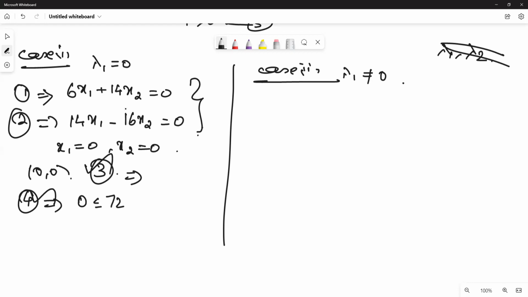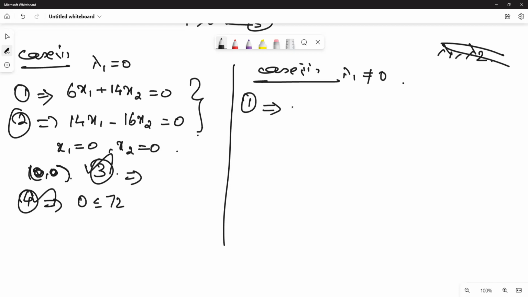Lambda 1 greater than or equal to 0. Yes, it is greater than or equal to 0. So that condition is also satisfied. But 0, 0 is the typical solution. Generally, we won't take the 0, 0 solution. Okay, so we'll move to case 2. Lambda 1 not equal to 0 case.